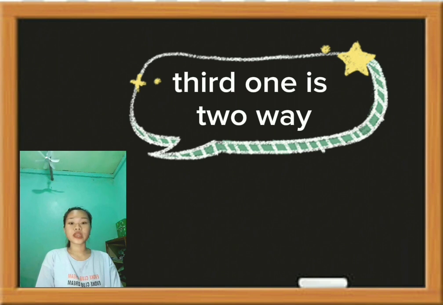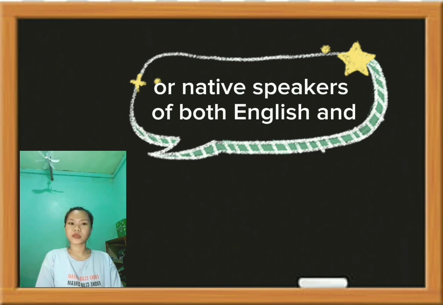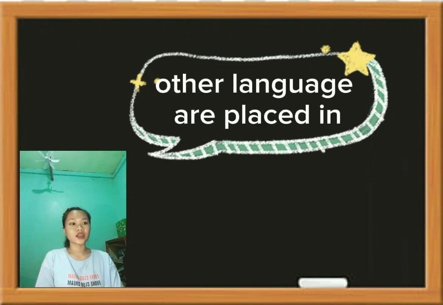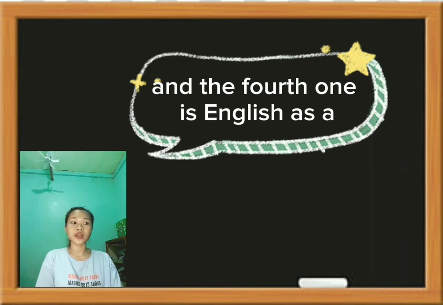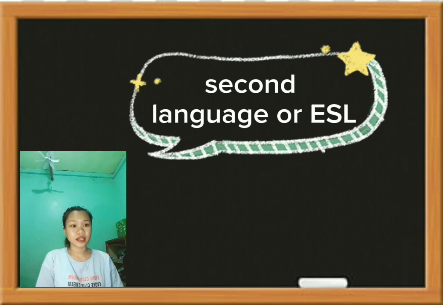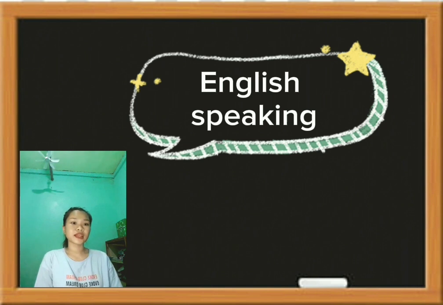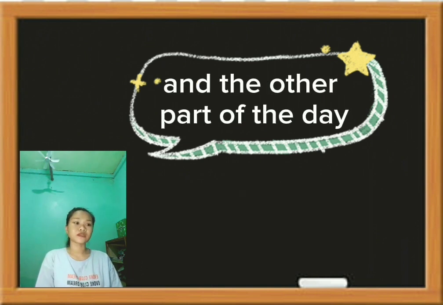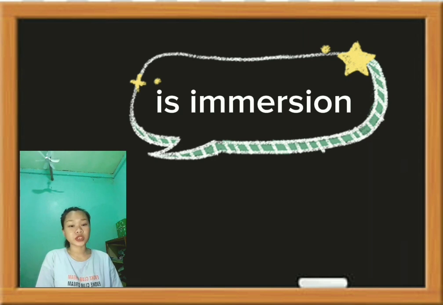Third one is two-way bilingual education, which means fluent or native speakers of both English and another language are placed in the same classroom and instructed in both languages alternately. And the fourth one is English as a second language, or ESL, which means non-English speaking students are placed in English speaking classrooms for part of the day, and the other part of the day the students are in a classroom with a trained ESL instructor. And the last type is immersion.